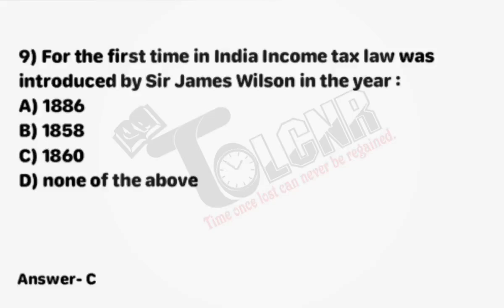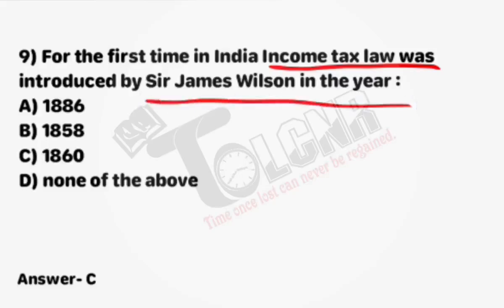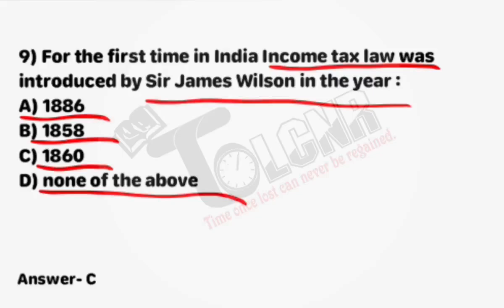Next question is, for the first time in India, income tax law was introduced by James Wilson in the year. First option 1886, second option 1858, third option 1860, fourth option none of the above. C option is correct, 1860.